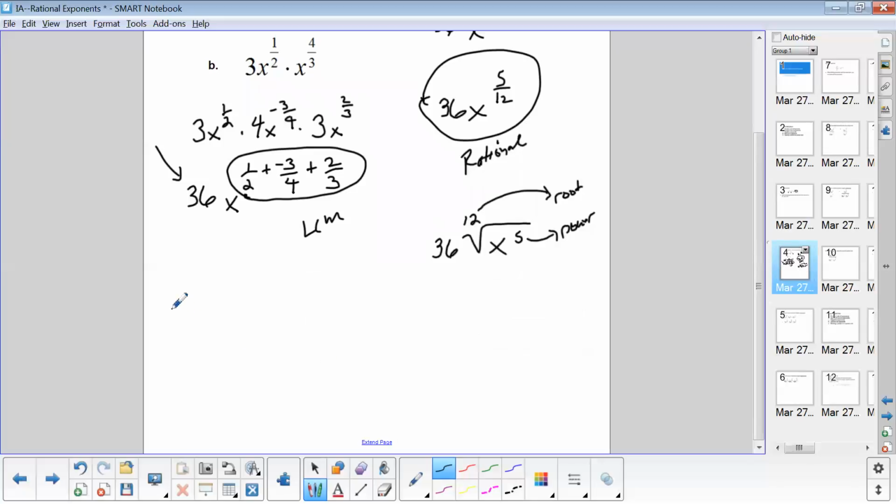So let's look at part B. Here was part A. Part B would be 3x to the 1/2 power times x to the 4/3 power. Since 2 and 3 are my denominators, I'm thinking an LCM of 6. And this has a constant of 1, so that coefficient would be 3 times 1. Since I'm multiplying using the product rule, I need to add these together. So 1/2 is the same as 3/6 plus 4/3 would be the same as 8/6.